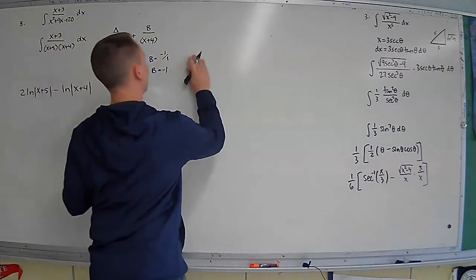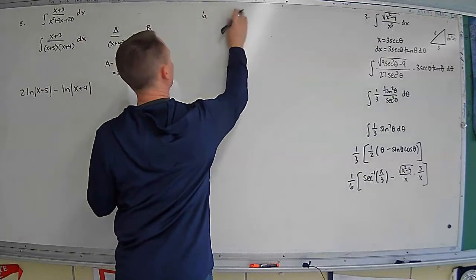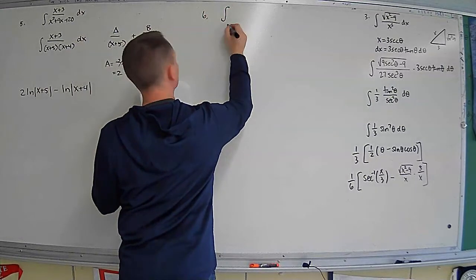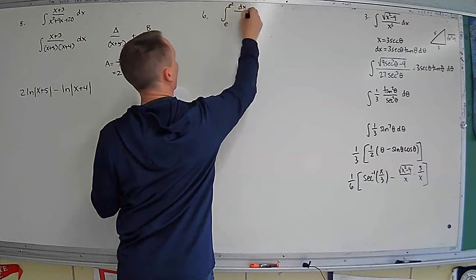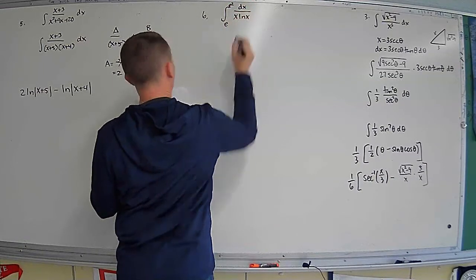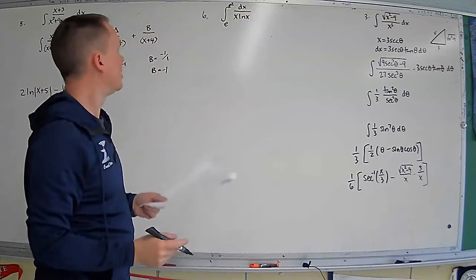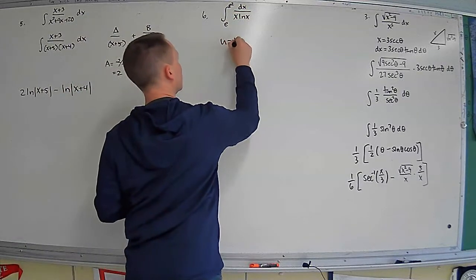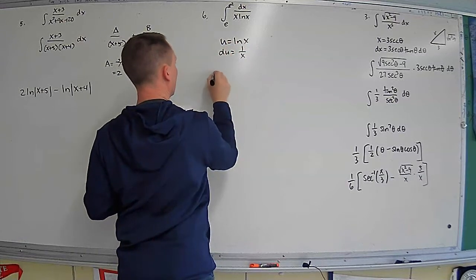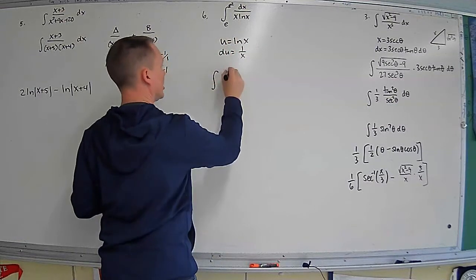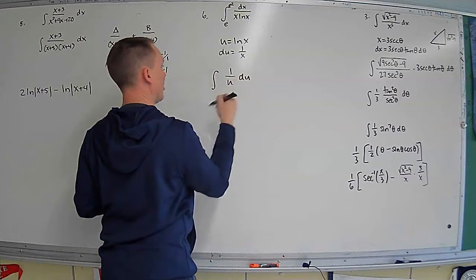Number 6. The integral from e to e squared of 1 over x natural log of x. So this is a u sub. u is the natural log of x, du is 1 over x. This ends up being 1 over u du, and I'm going to change the bounds.